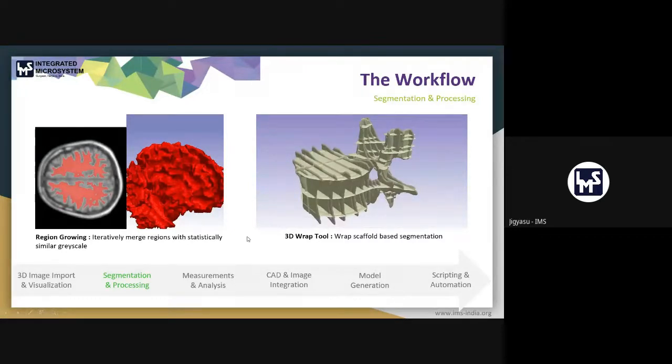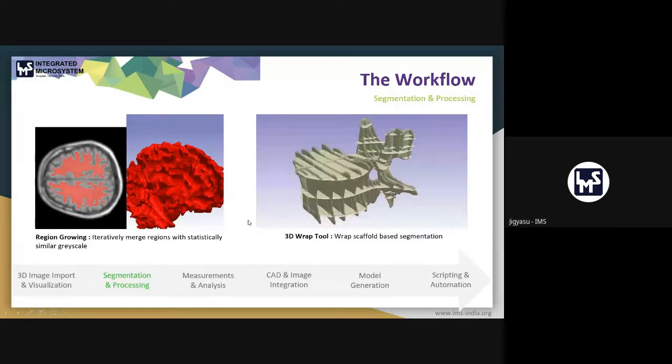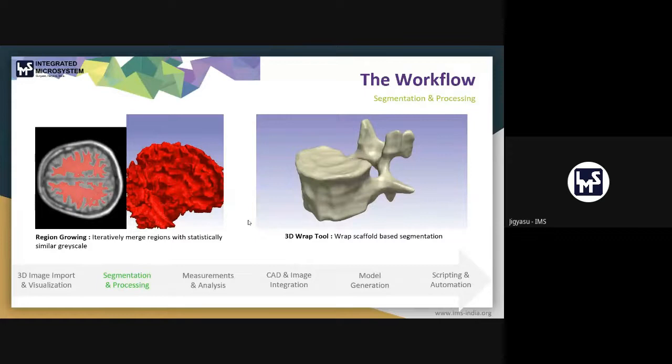Then we have a 3D wrap tool. In a complex segmentation or a bad quality image, we utilize this tool to segment our region of interest. It is also very helpful, although it takes more time, but it is very accurate.